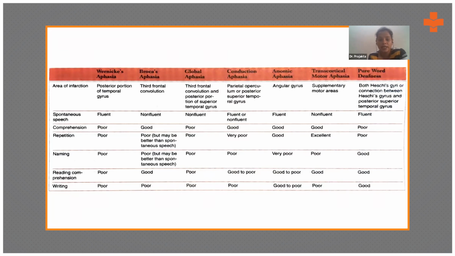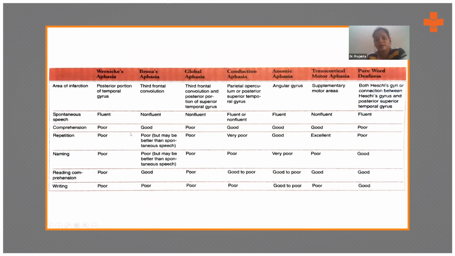Conduction aphasia is when the parietal operculum or posterior superior temporal gyrus area is under infarct. The spontaneous speech, you could call it fluent at times, and comprehension is good. The repetition is very poor. Naming is poor. Reading could be good. They could read out aloud, but it requires them to trace with their fingers. Those are all the treatment techniques, and the writing is poor.